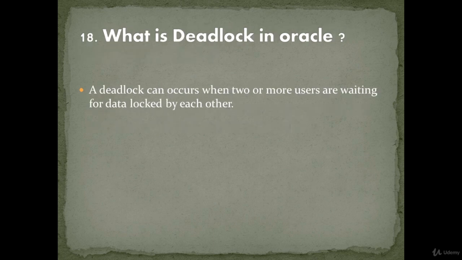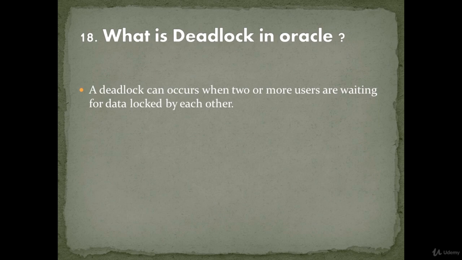Question number 18. What is deadlock in Oracle? A deadlock can occur when two or more users are waiting for data locked by each other. It's called deadlock in Oracle. Deadlock can occur when two or more users are waiting for the same data locked by each other.